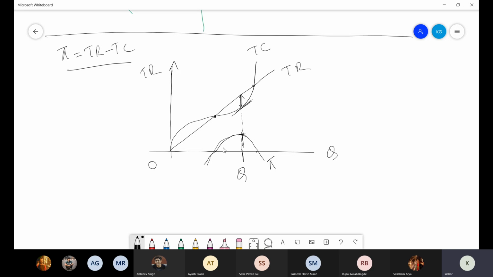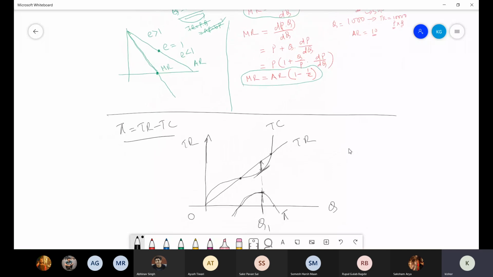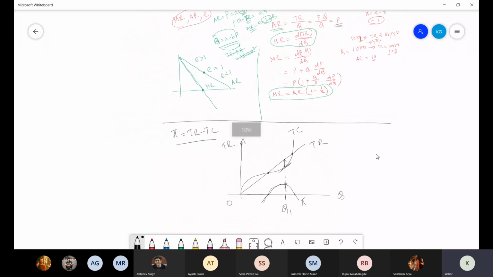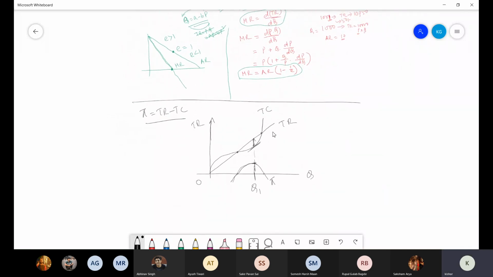What will be the level of Q? Suppose Q1, that will maximize your profit under a particular business situation. Price and output determination: what will be the price which will maximize your profit under a given situation? That kind of issues will be discussed, because for profit maximization we usually go for two approaches. One is the total revenue, total cost, and profit approach. Another is the marginal revenue and marginal cost approach. That I will discuss sometime later, or rather Professor Nayak will discuss.